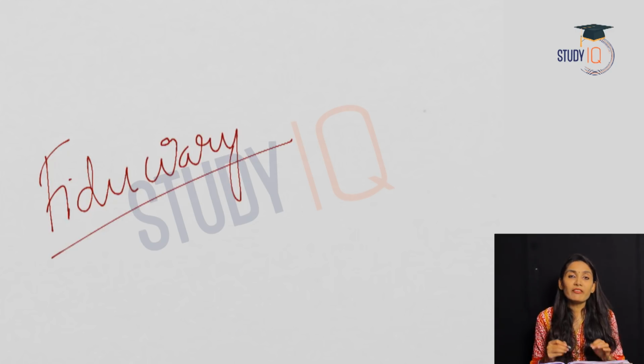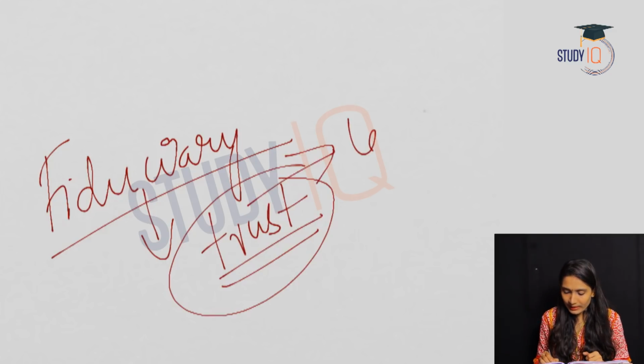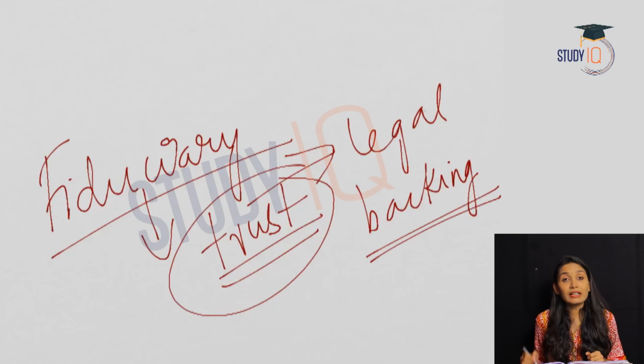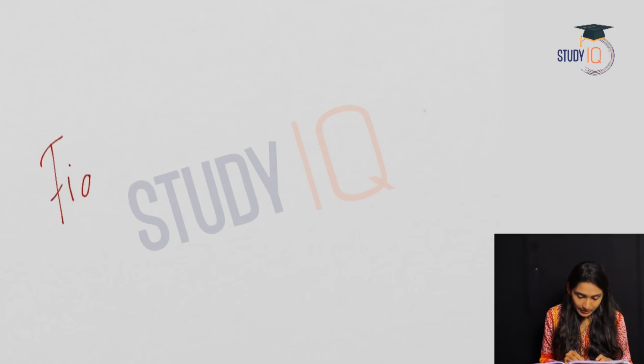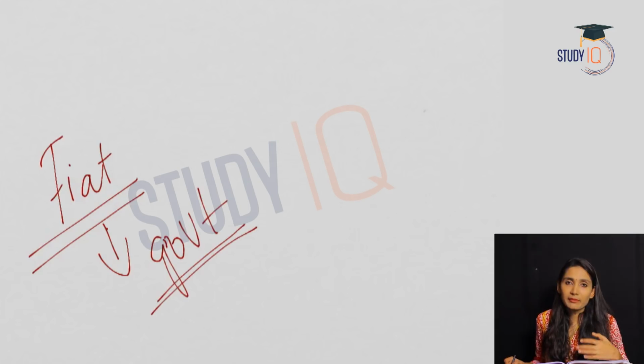Next is fiduciary money. Fiduciary money is a type of money which circulates on the basis of mutual trust or personal trust. Trust is the factor, and there is no legal backing. Next is fiat money. Fiat money circulates on the fiat or order issued by the government. All the money that is issued by the government is fiat money. That means the money circulates on the basis of an order or the fiat of the government.